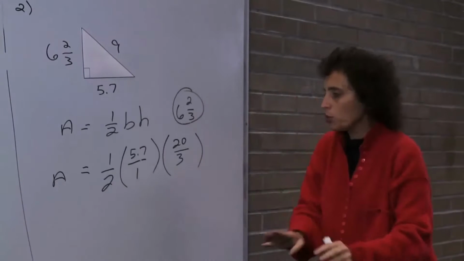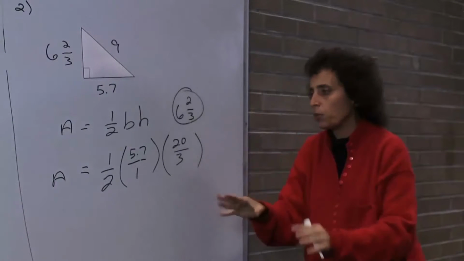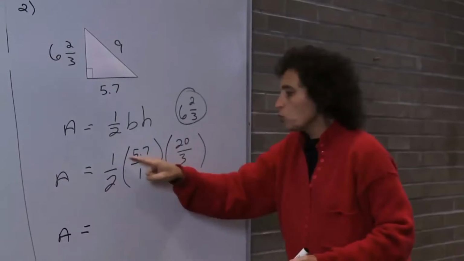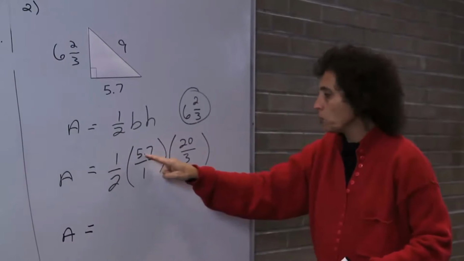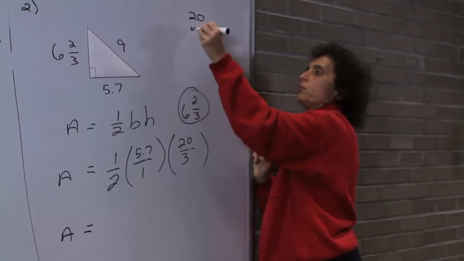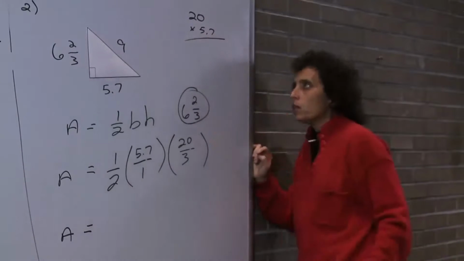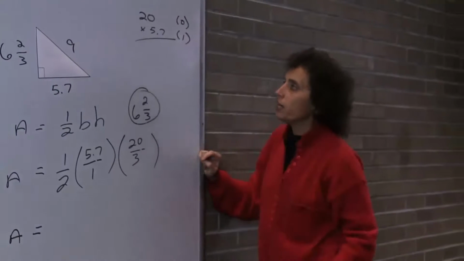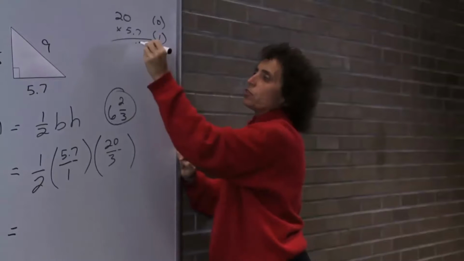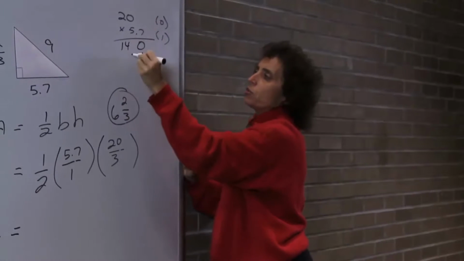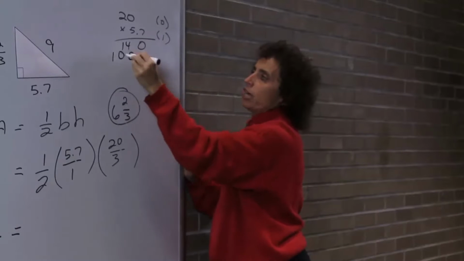Now, a lot of people won't do this, but watch. This is really very simple. I'm just going to do this. I'm just going to do 1 times 5.7, which is 5.7, times 20. That's very simple. 20 times 5.7. Okay, so this is 0 places. This is 1 place. Here we go. 7 times 0 is 0. 7 times 2 is 14. 5 times 0 is 0. 5 times 2 is 10.